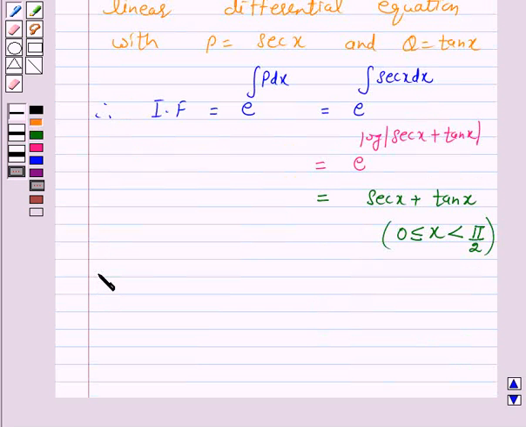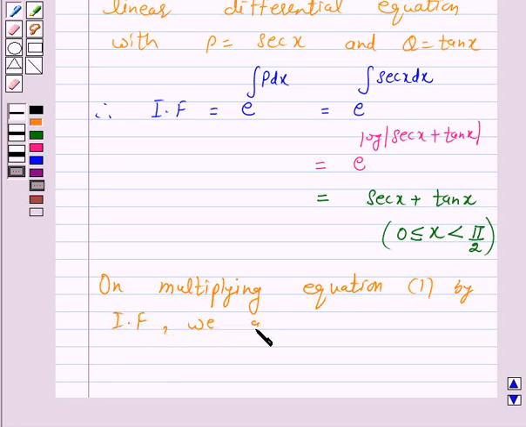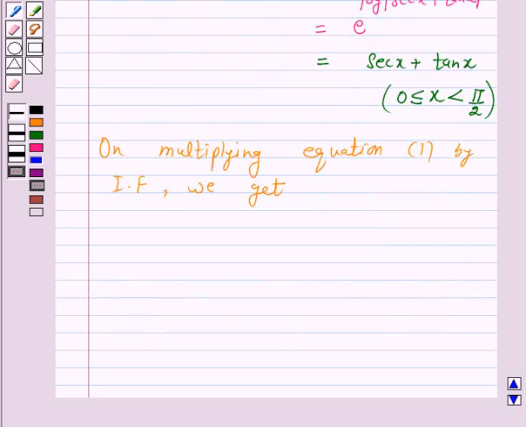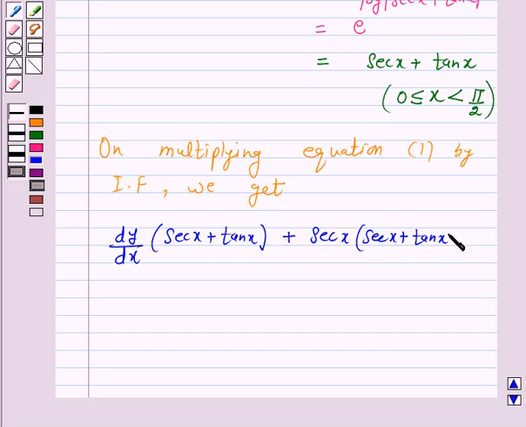Now on multiplying equation 1 by the integrating factor, we get dy by dx into secant x plus tan x plus secant x into secant x plus tan x y is equal to tan x into secant x plus tan x.